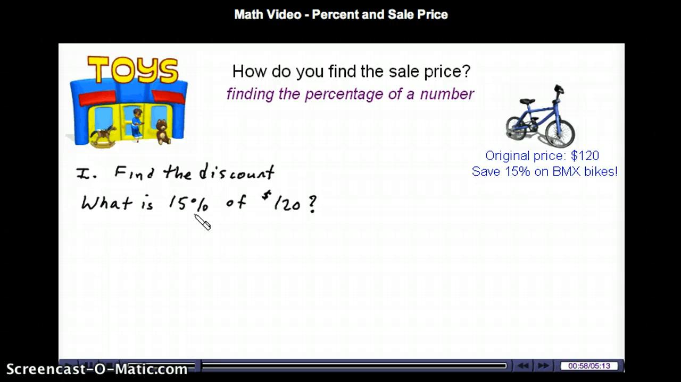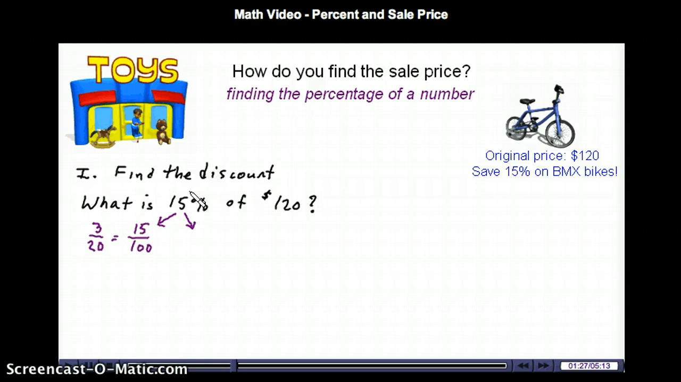In order to find the percentage of a number, all you have to do is multiply the number by the percentage. But in order to do that, we have to change the percentage into a fraction or a decimal. Now, to change 15% to a fraction, all we have to do is write 15 over 100. And we can reduce this fraction by dividing the numerator and the denominator by 5, and that gives us 3/20.